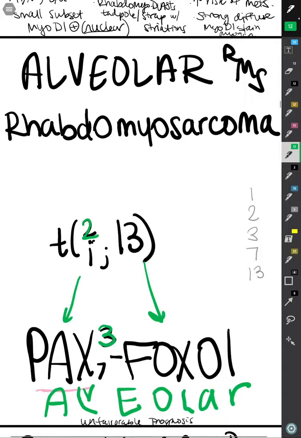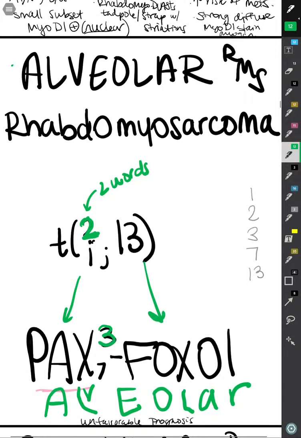Now, how to remember all these other numbers. So there's the 2 or the 1, the 3 or the 7, 13. So what I kind of start with is just looking at alveolar rhabdomyosarcoma. So that's 2 words. So that's how I get my 2, is that it is 2 words.